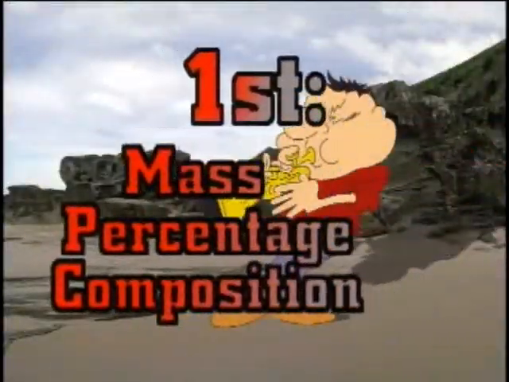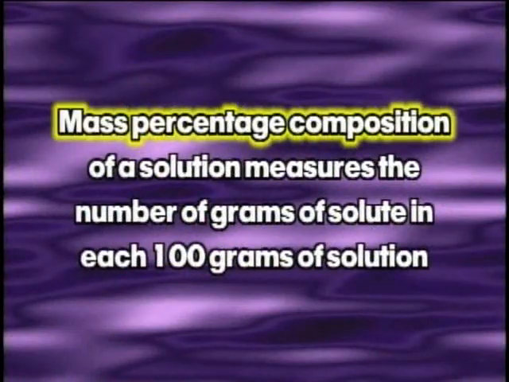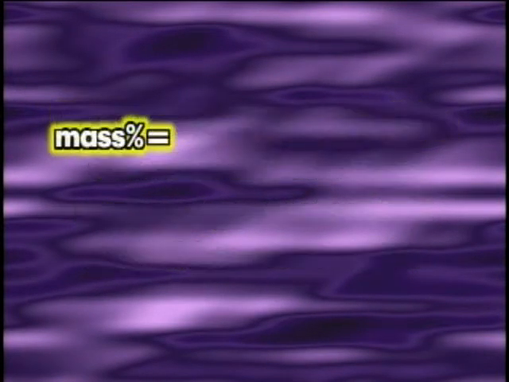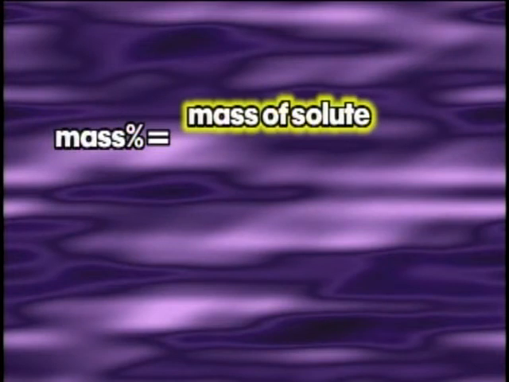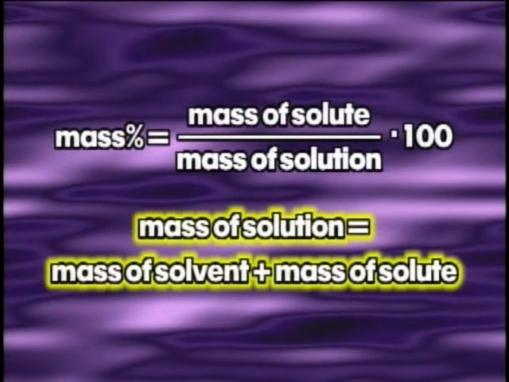First, mass percentage composition. The mass percentage composition of a solution measures the number of grams of solute in each 100 grams of solution. Mass percentage equals the mass of the solute divided by the mass of the whole solution times 100, of course, for percent. The mass of the whole solution equals the mass of the solvent plus the mass of the solute.